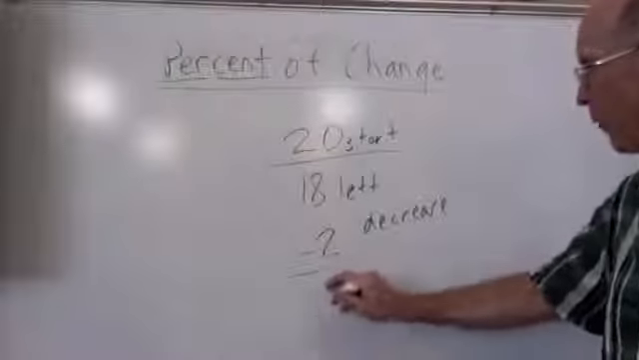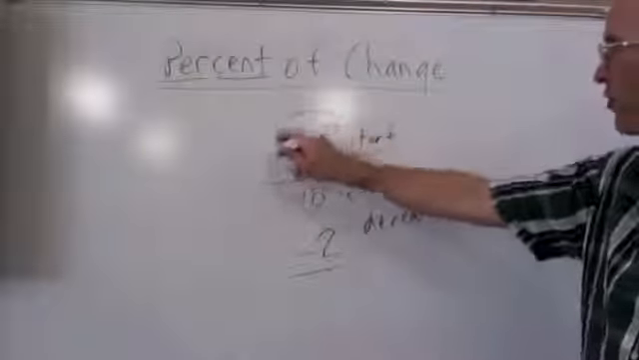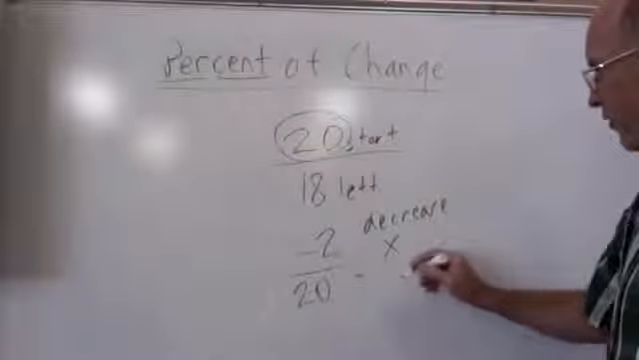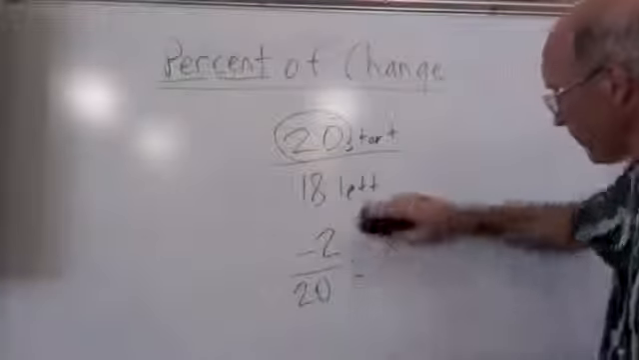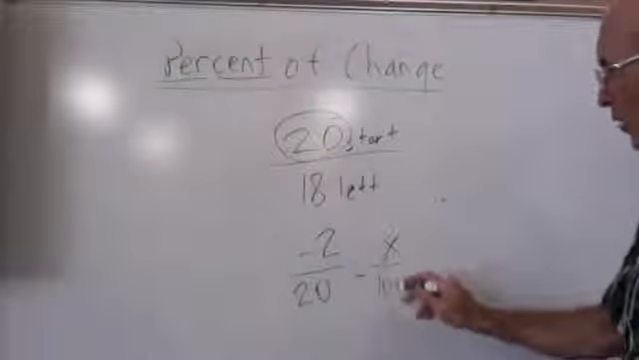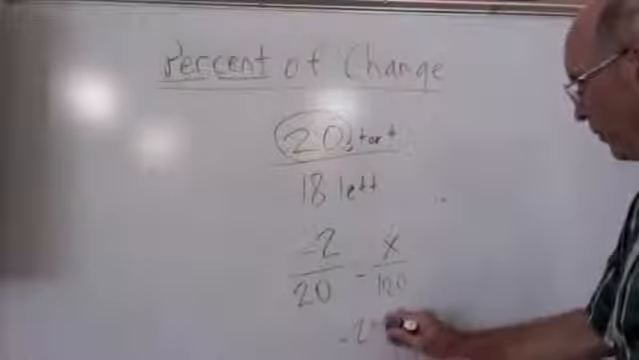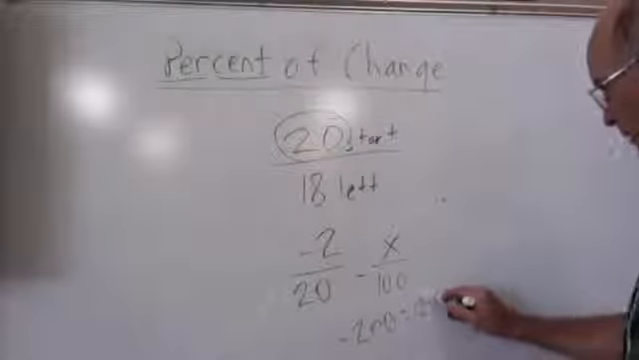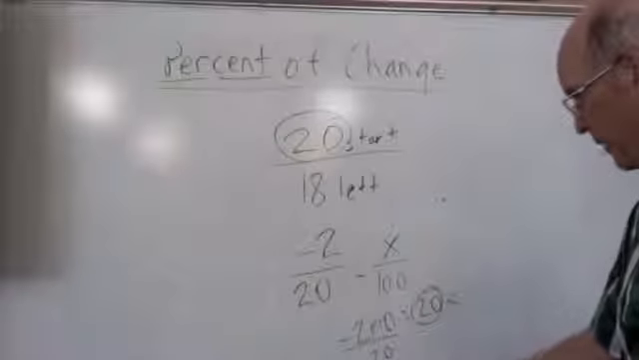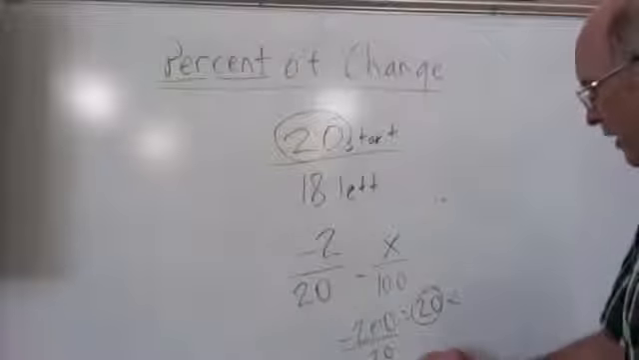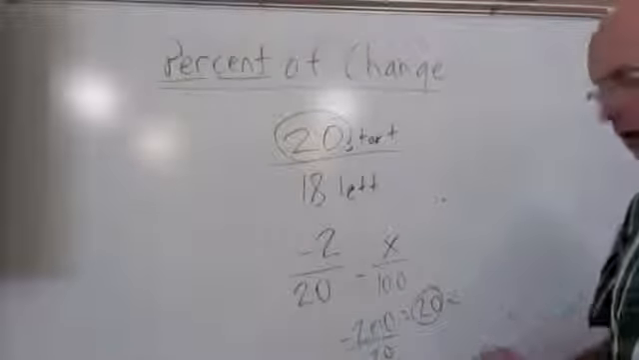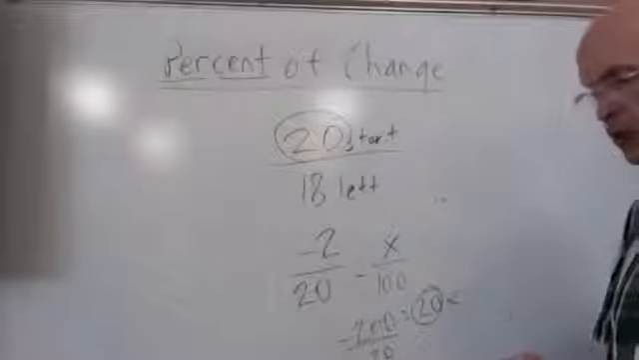Remember, you simply make a proportion out of it. -2, and this was our starting value, so -2 over 20 is the same as x over 100. Cross multiply, -200 equals 20 times x. We'll divide this by 20, and we end up getting -10. So it's a -10% growth, or another way to say it, that negative sign means it's a 10% decrease.